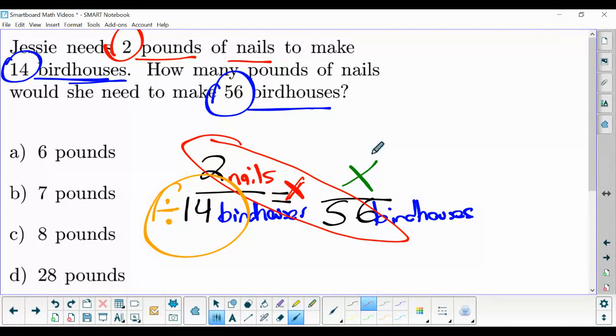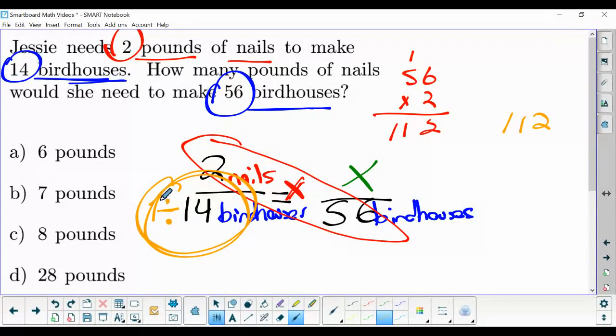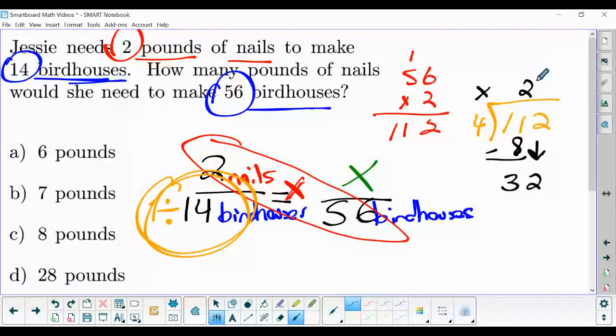So let's multiply first. 56 times 2. 2 times 5 is 10, plus 1 is 11. 112. Then what happens next is I'm going to get 112 and divide it by the ball. How many times does 4 go into 11? Goes into it twice. You're left with 3. Bring down your 2. How many times is 4 going into 32? 8. 4 times 8 gives me 32. And there is my answer, 28 pounds.